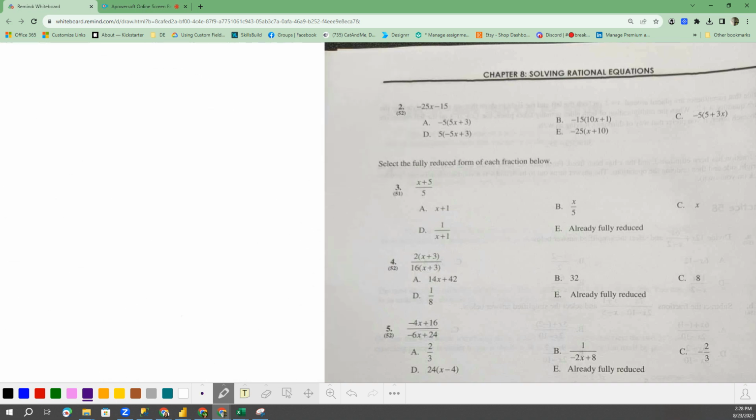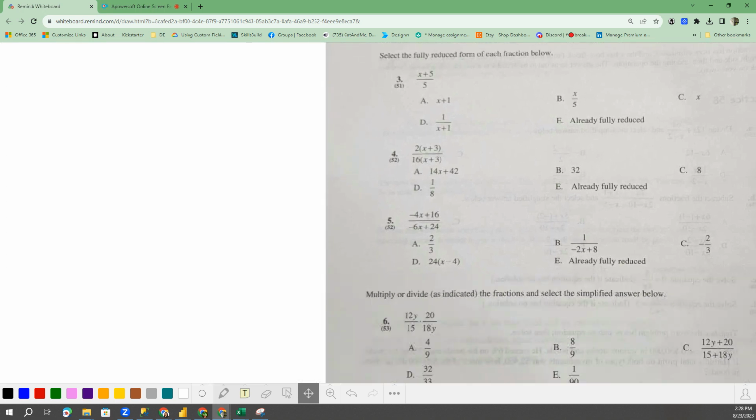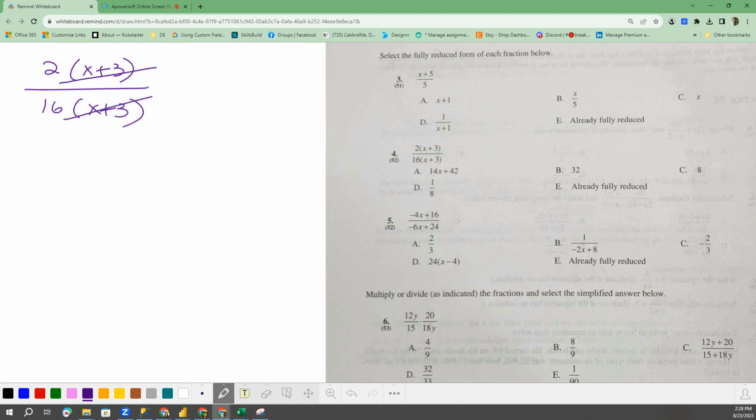All right, next one, number 4. Okay, so you have 2 times x plus 3. That's already factored. And then you have 16 times x plus 3. Two factors on top, two factors in the denominator. Do you see anything in common? Yes, the x plus 3 and x plus 3. That's good. Then 2 over 16.